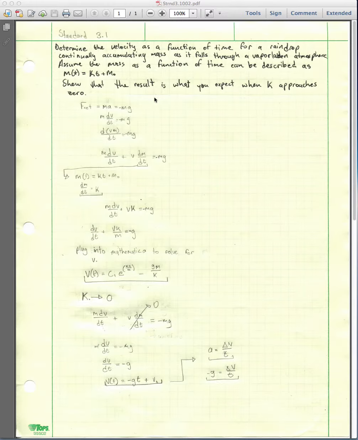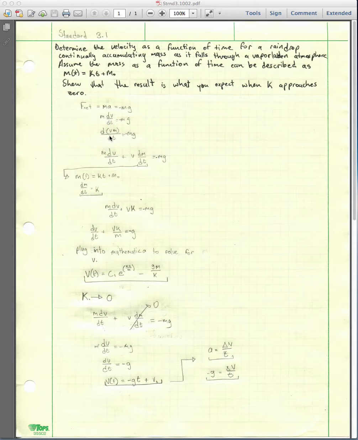So initially for this problem, I'm going to use Newton's second law of motion, F net equals ma, and we know that for the raindrop, the force is due to gravity because it's falling down. So we can rewrite this equation just to accommodate gravity. From that, I just rewrote acceleration in terms of dv over dt.